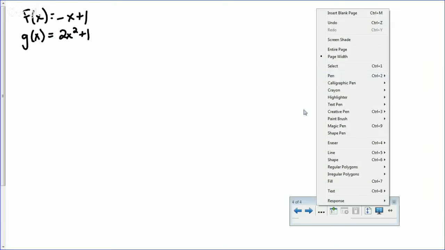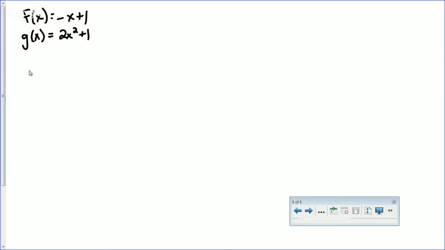Okay, number 13 is kind of long. We have f of x equals -x plus 1, and g of x equals 2x squared plus 1. Okay, and then we have some operations that they want us to do with it. So we'll take f of g of x. So we're going to take this g of x function and plug it into f. So I have negative, and then your g function, and then the ending of your f function.